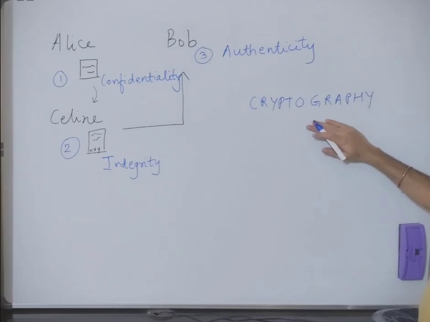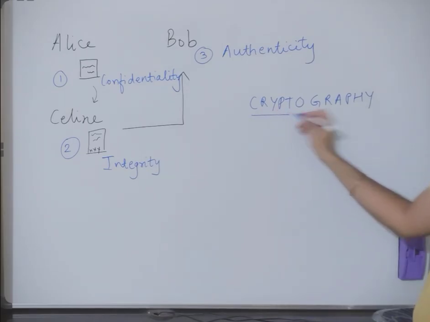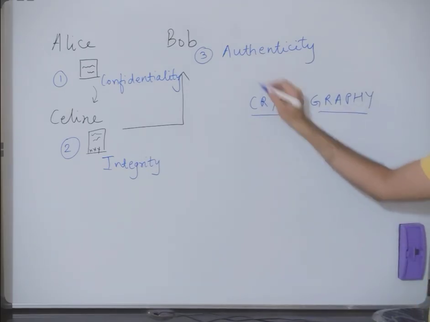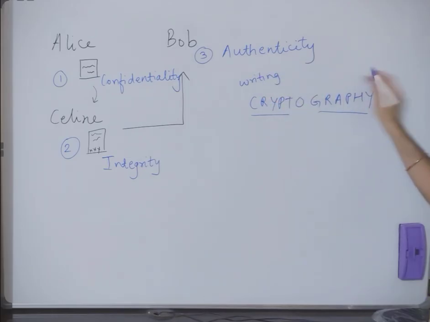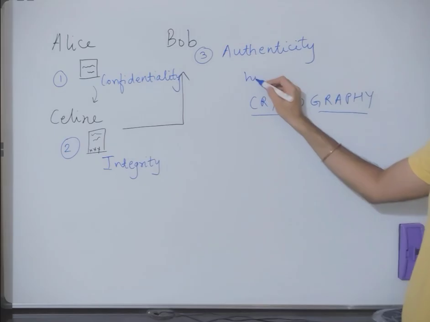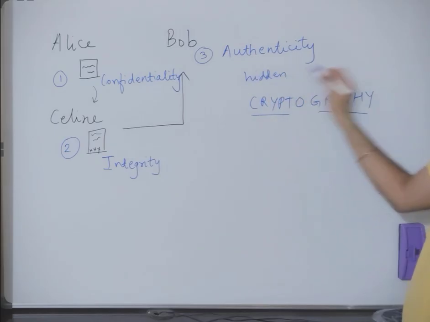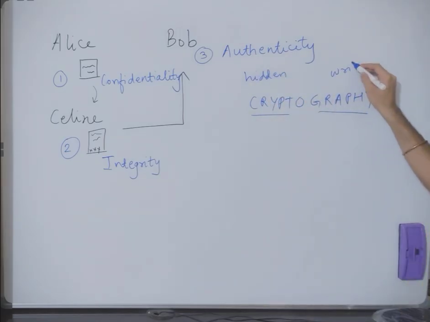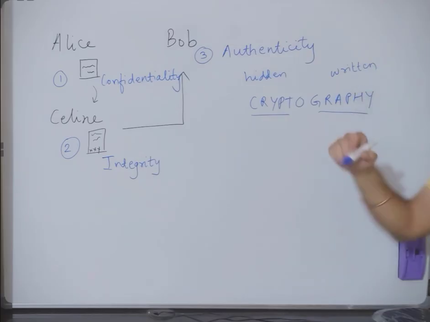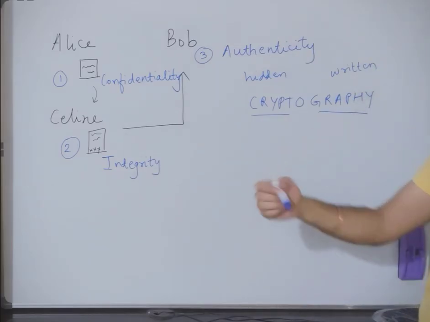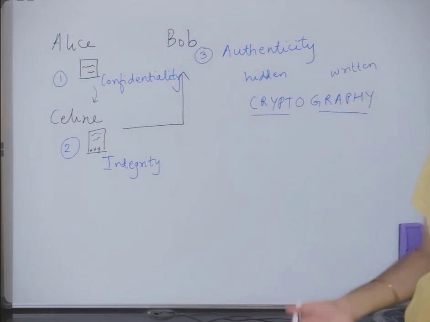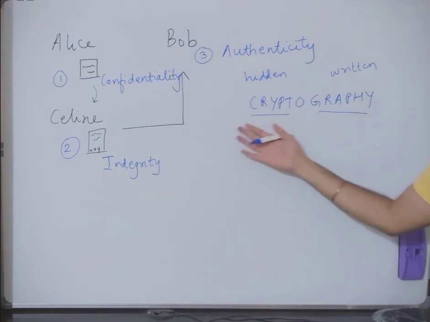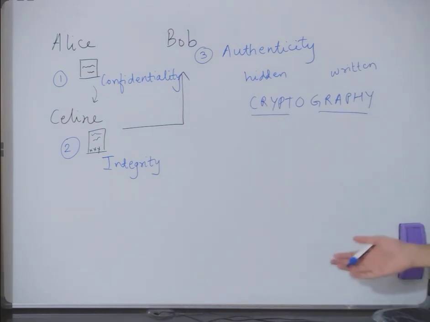So the word cryptography is made up of two words, crypto and graphy. Crypto means something which is hidden, and graphy means writing, right? So it literally translates to hidden writing. So you don't want somebody to look at it, in the traditional sense, and that is what we try to do today as well, correct?